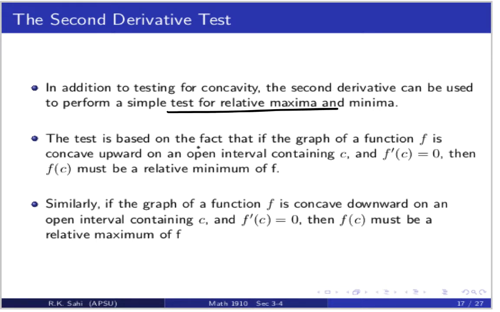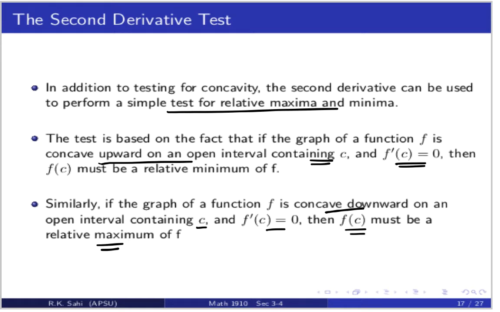Now, this test is based on the fact that if the graph of a function is concave upward in an open interval containing c, and the derivative at that point is 0. See this one? That is kind of your critical numbers. Then f of c must be a relative minimum of f. Similarly, if the graph of the function is concave downwards on an open interval containing c, and f prime of c is equal to 0 there, then f of c must be a relative maxima.